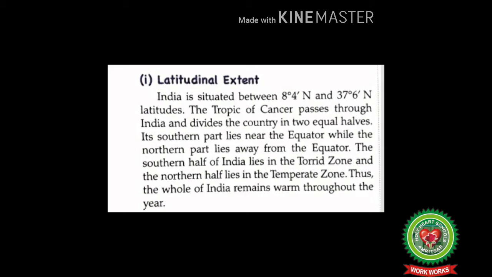Its southern part lies near the equator. Equator is an imaginary line around the middle of the earth, while the northern part lies away from the equator. The southern half of India lies in the torrid zone and the northern half lies in the temperate zone. Torrid zone means the hot central belt of the earth bounded by the tropics of Cancer and Capricorn. And temperate zone means the temperate climate of the earth which spans between the tropics and the polar region. Thus the whole of India remains warm throughout the year.